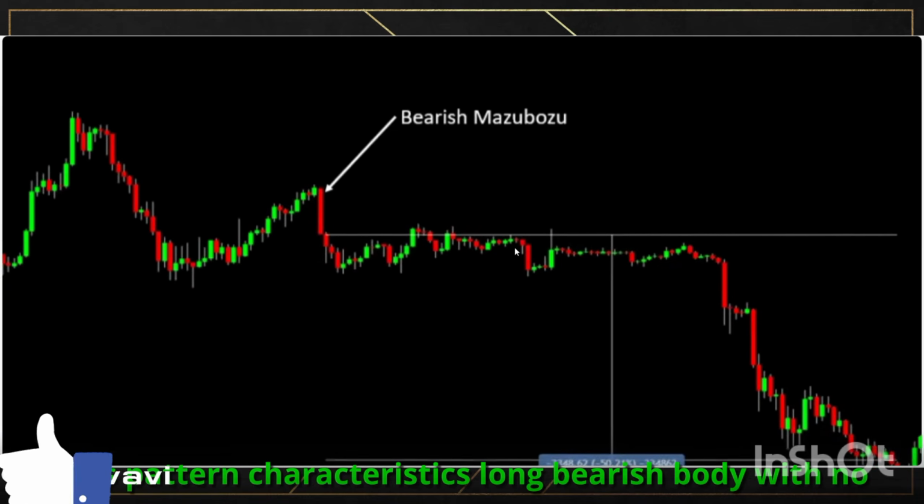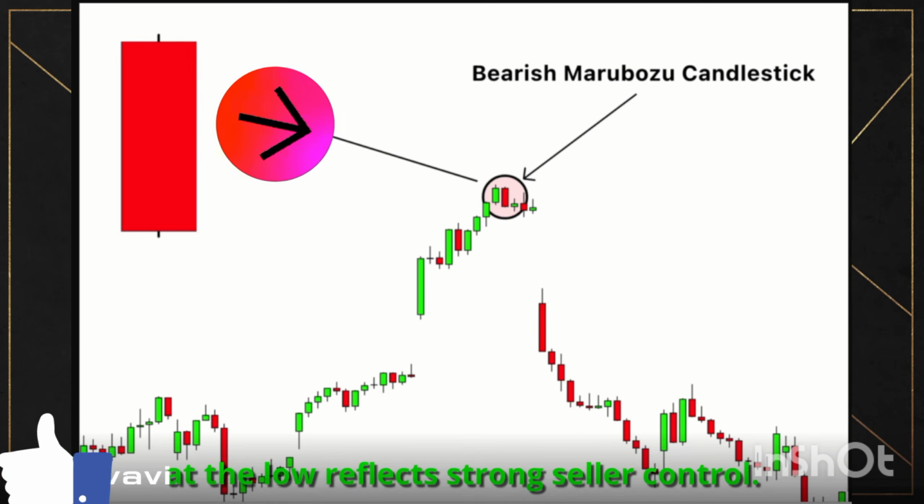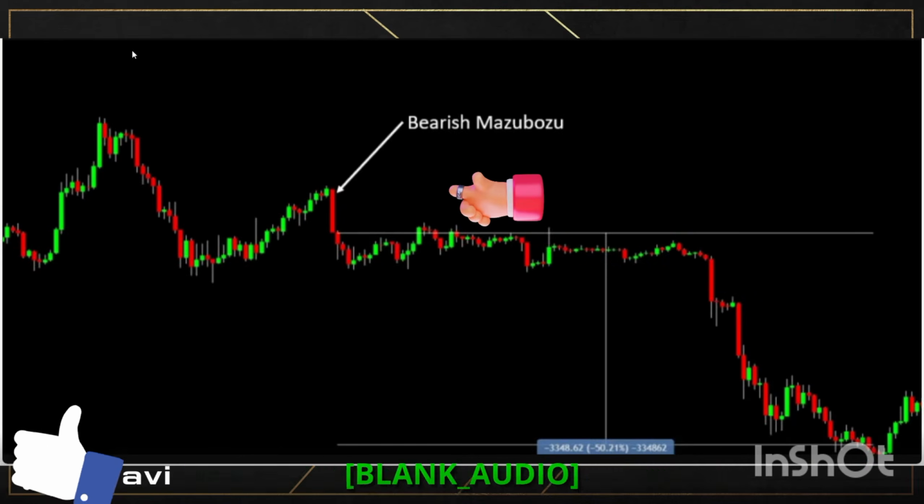This pattern characteristics: long bearish body with no shadows, opens at the high and closes at the low, reflects strong seller control. Useful for confirming trend direction.